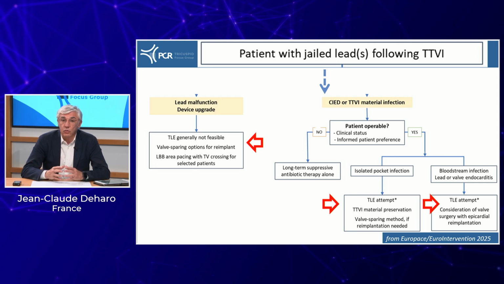But the main issue is when a patient has an infection. In this situation, it's really a tricky issue. What to do? In some patients, we will do nothing except giving antibiotics. And we know that long-term suppressive antibiotic therapy is not something that we like. In some patients, we will discuss lead extraction. For an isolated pocket infection, we will go to lead extraction in very, very selected centers because it's quite difficult to perform lead extraction in this situation, and we will leave the material for the tricuspid valve repair in place.